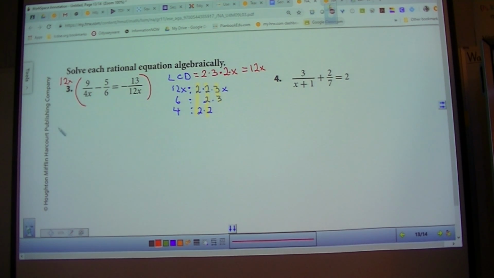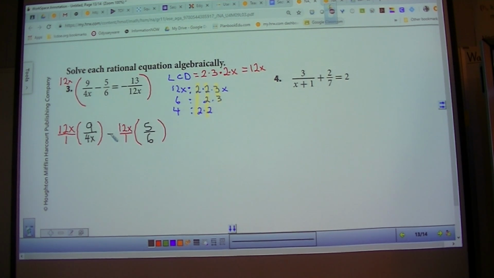I'm going to go ahead and write this out individually. So it's going to be 12x. I'll put it over 1 just to help emphasize what's going on here. That's ugly. Let's try that again. 12 times 9 over 4x, okay, and minus 12x over 1 times 5 over 6.